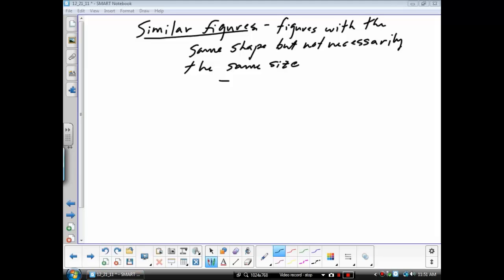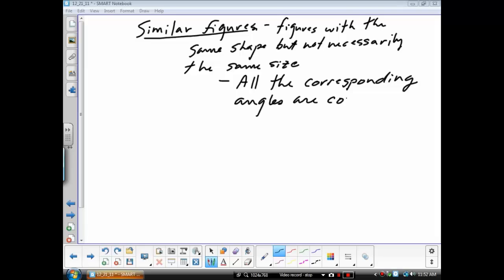The pieces that must be true in order for this to happen, so part of the definition, really. If figures are similar, then all their corresponding angles are congruent, and all their corresponding sides are in proportion.